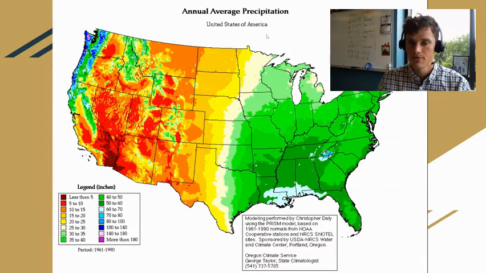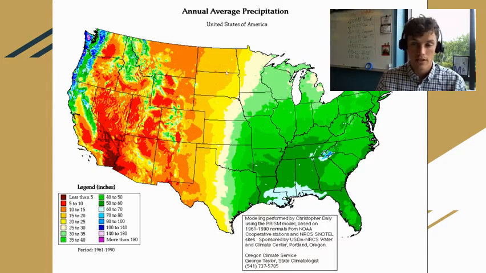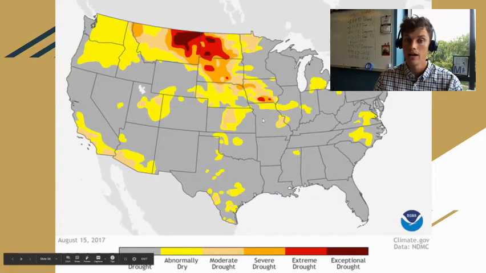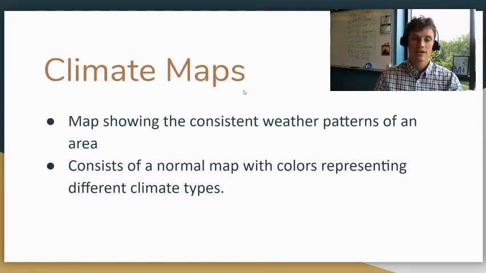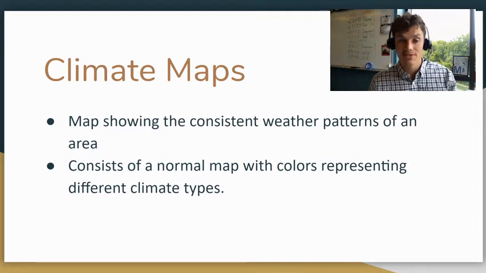Here would be a climate map of the United States showing how much precipitation or rainfall it gets. The different colors you see there represent how much rain. And here's basically just another map of that same thing. This is how dry the United States was on August 15th, 2017. So climate maps show consistent weather patterns of an area, and it consists of a normal map with colors representing the different climate types.